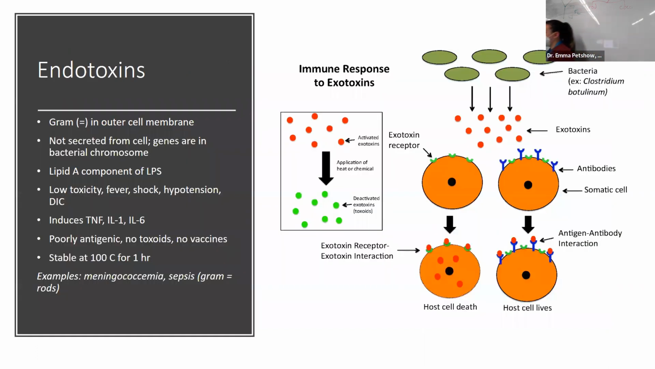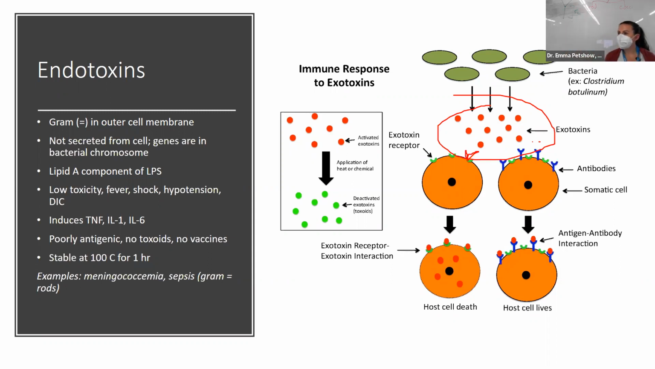Endotoxins are just gram-negative. So that's your big differentiation. Exotoxins, both. Endotoxins, just gram-negative. So when in doubt, if it's an endotoxin, you know it's a gram-negative. If it's an exotoxin, it could be either or. An endotoxin is not secreted from the cell. Whereas an exotoxin is secreted directly, then binds to the cells that it's interacting with. With an endotoxin, the genes are actually in the bacterial chromosome.